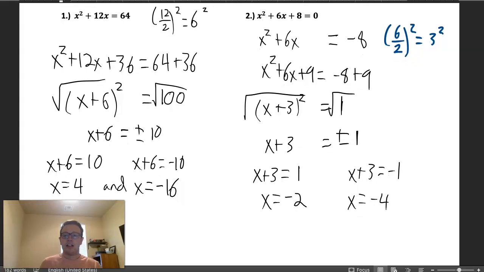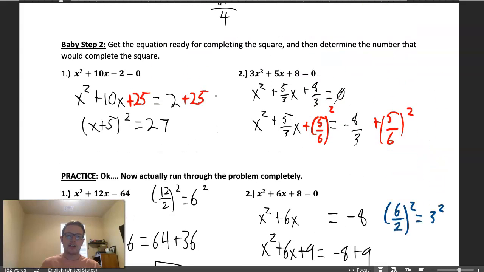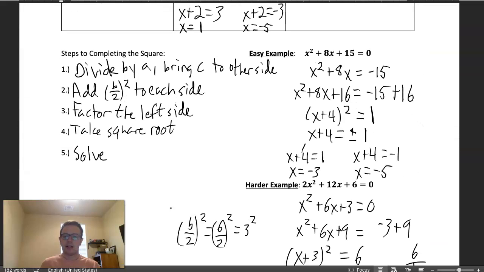And folks, that is all for this lesson. All we need to remember are these 5 steps. We go all the way back up here. Divide by a, bring c to the other side. Add b over 2 squared to each side. Factor, and then square root and solve. That's all there is to this lesson.